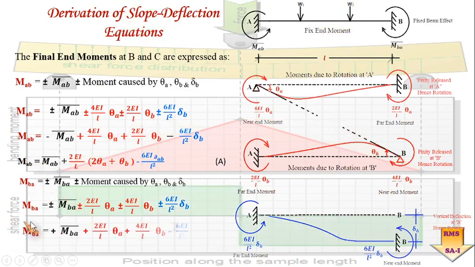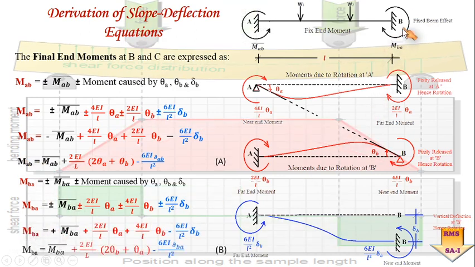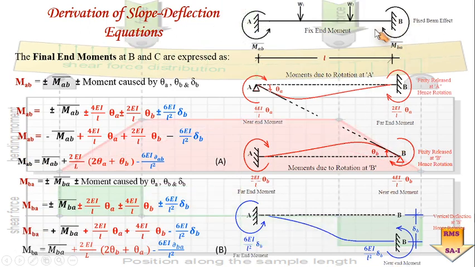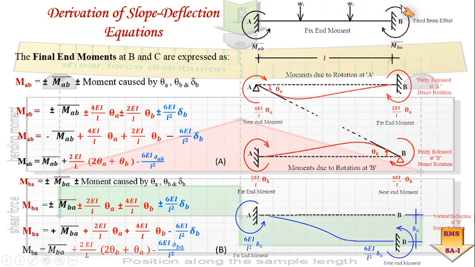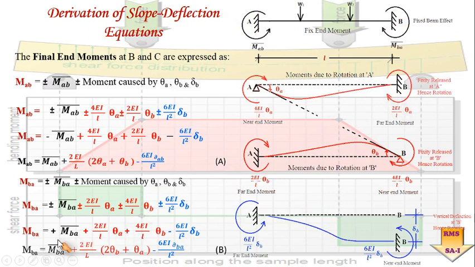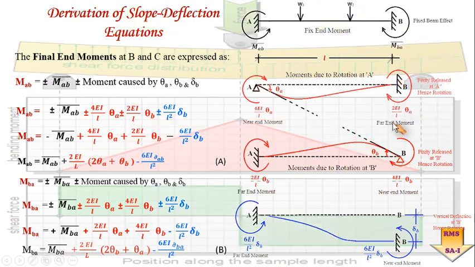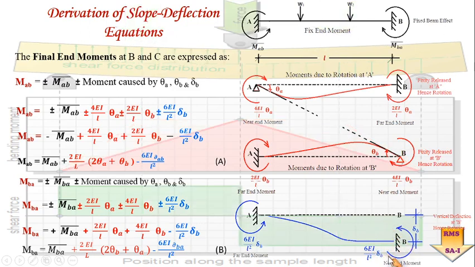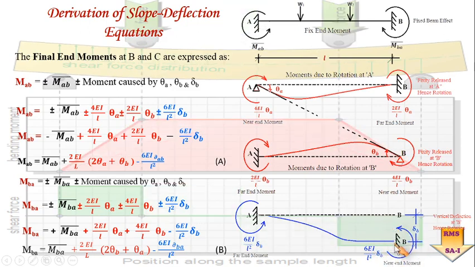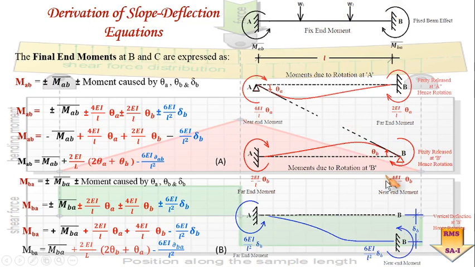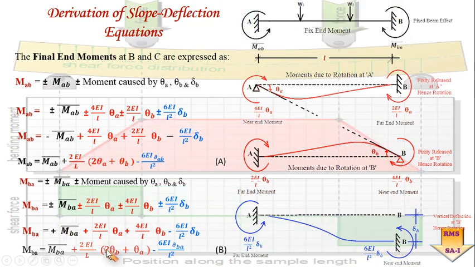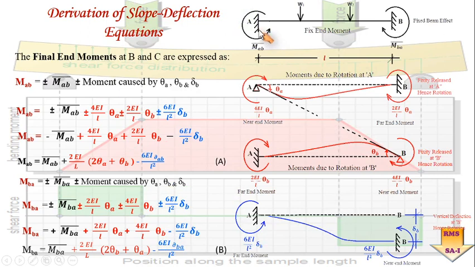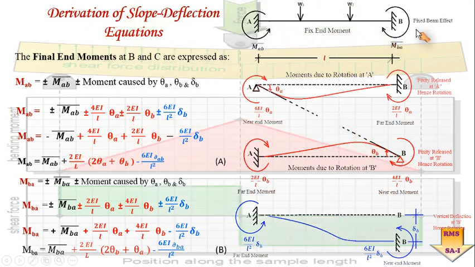Similarly I can work out the final moment about point B. On the same lines I have added all these according to the sign convention. So here it is plus, so this is plus 2EI by L plus 4EI by L and minus 6EI by L square theta B. Is it okay? So this is how I have to work out the governing equations for this specific first beam which is fixed at A and B.